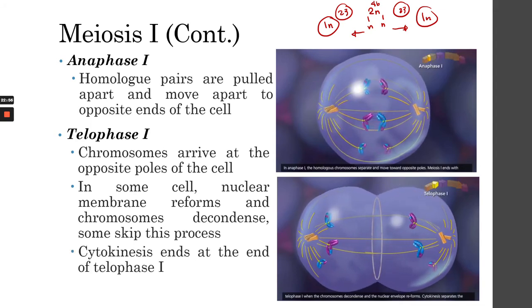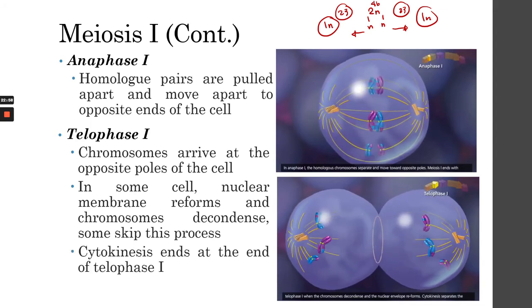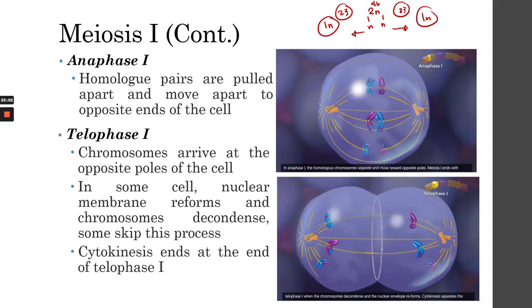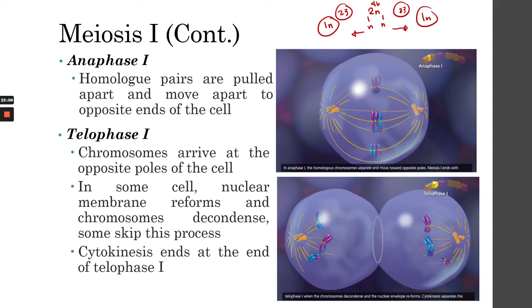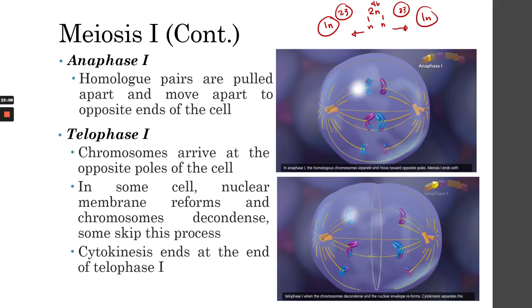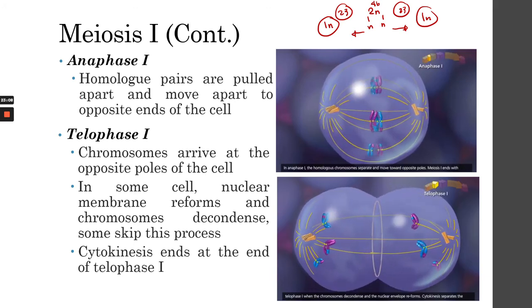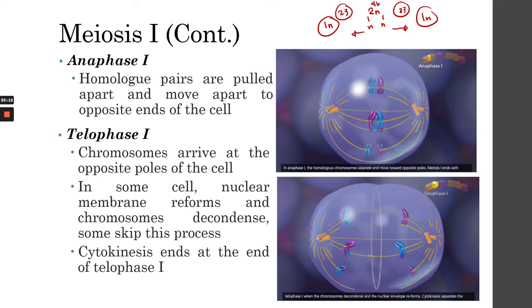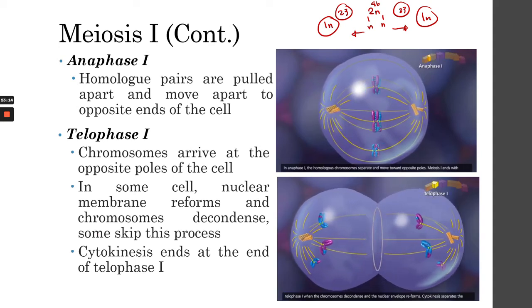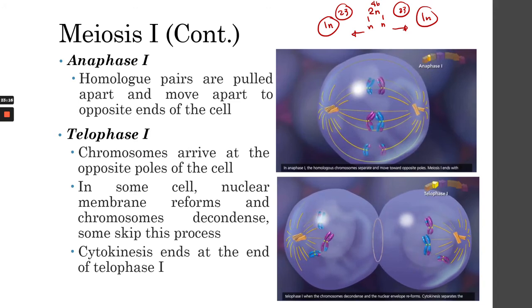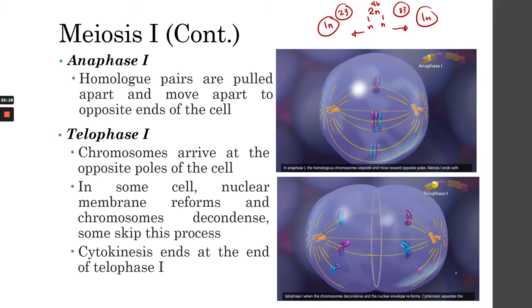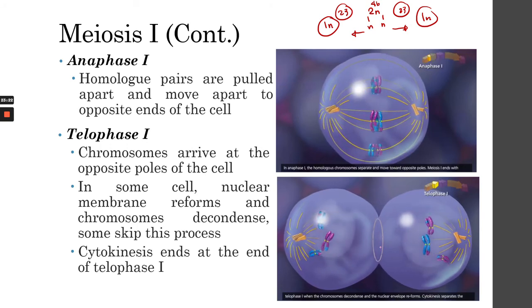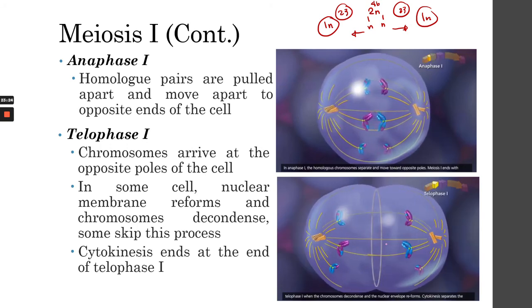Moreover, in telophase 1, cytokinesis also ends. If you guys remember, cytokinesis is basically the separation of the cytosol. It usually starts in either anaphase or telophase, but it always ends after telophase. So cytokinesis at this point has started in either anaphase or telophase, and then it ends during telophase. We are finally creating those two daughter cells.